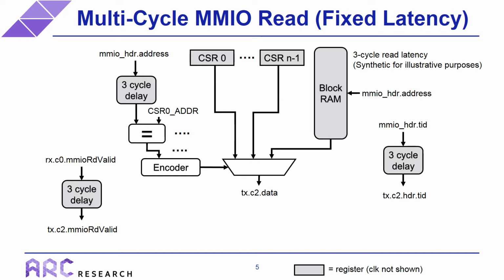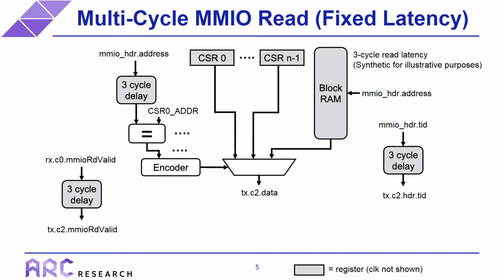Same thing with the read valid signal. So we just take the incoming read valid signal, we delay it by 3 cycles. The output of that delay becomes the transmitted read valid signal. And the same thing with the transaction ID. So the transaction ID comes into the circuit, we delay it by 3 cycles, we then provide the same transaction ID on the transmit port, and we are now able to respond to everything with all of the data aligned with the control signals.